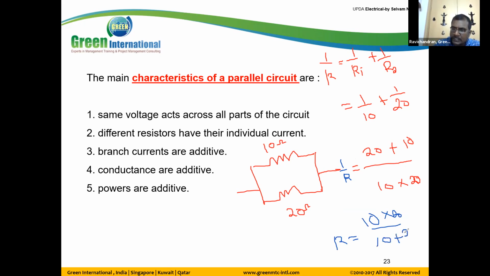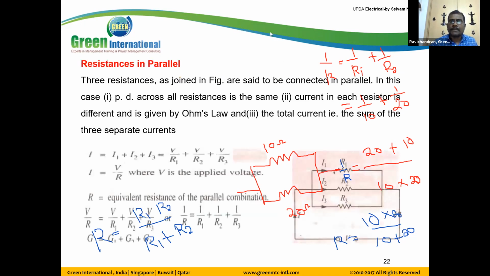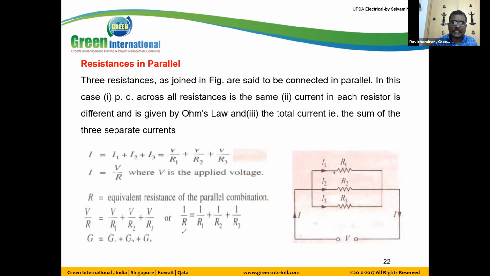So for two resistances, we remember one more formula by heart: R is equal to R1 into R2 divided by R1 plus R2. For two resistances, use this formula. For more than two resistances, use the other formula. In our exam, we can use our calculator, so there is no need to use the formula, because if you go to the formula, we make mistakes.